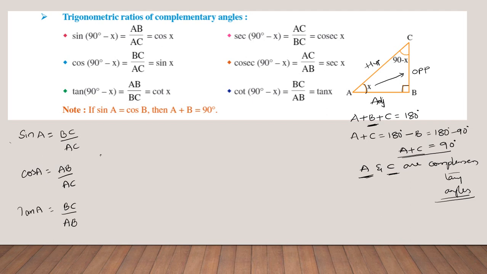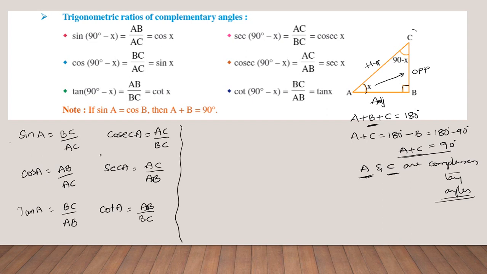Next, cosecant A. It is nothing but the reciprocal of sin A, so AC by BC. The same way secant A means reciprocal of cos A, which I can write as AC by AB. The same way the reciprocal of tan A is cot A, which I can write as AB by BC. So this is with respect to angle A.